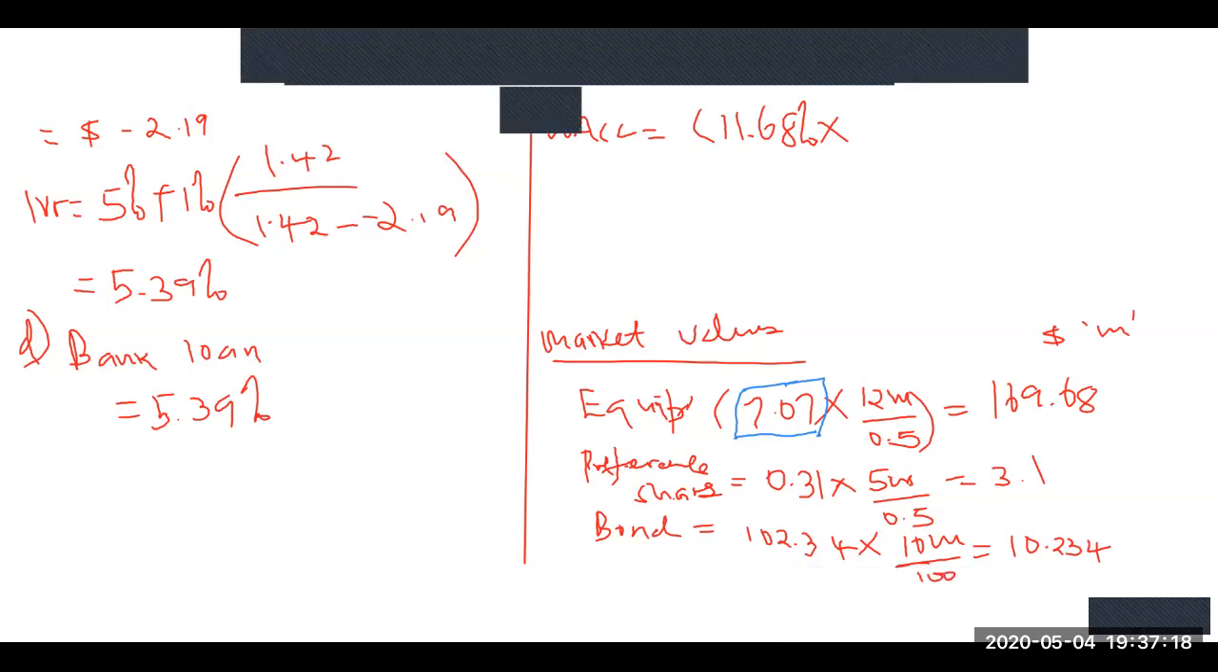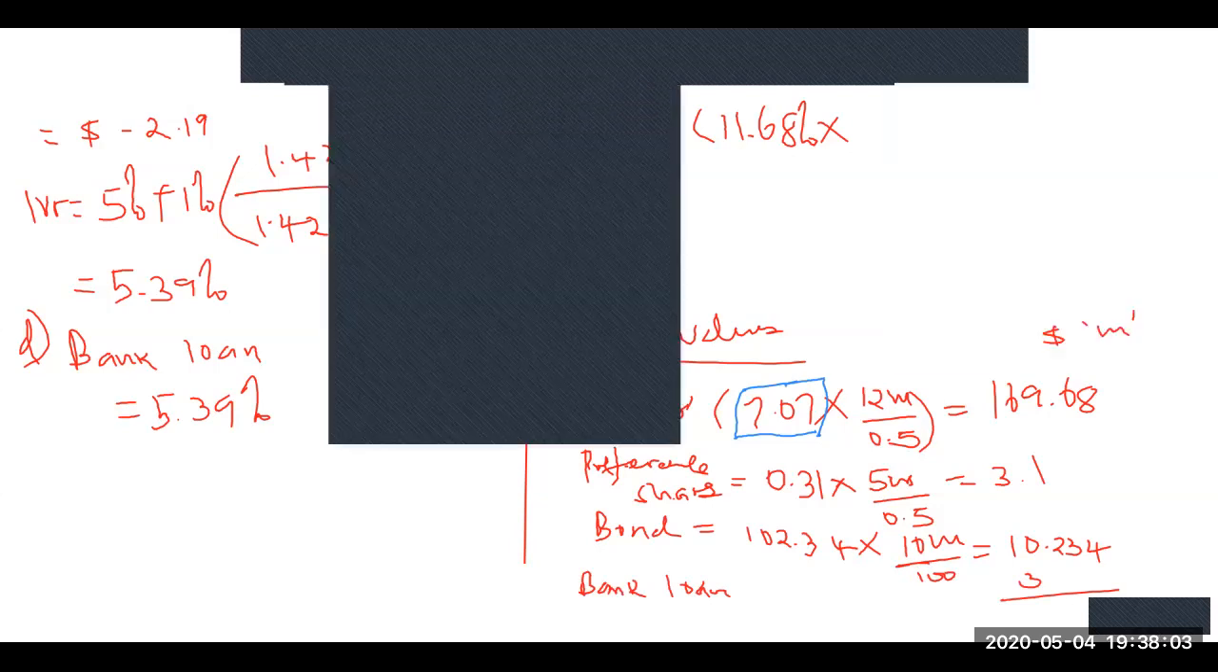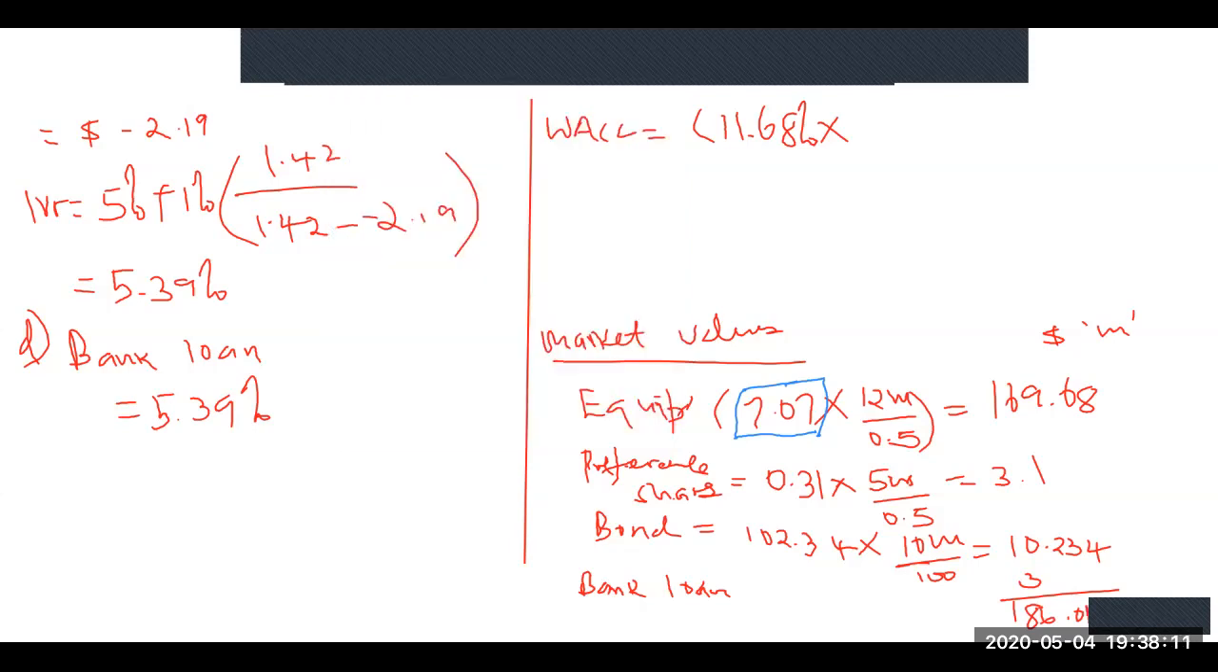Next, don't forget the bank loan. The bank loan has no market value, so simply we use the book value, which is equal to 3 million. That will give what should be the total market value of all those four finance sources. To give us how much? A total equal to 186.01. Okay, 186.01 is the total market value from those sources. Thank you, Maureen.